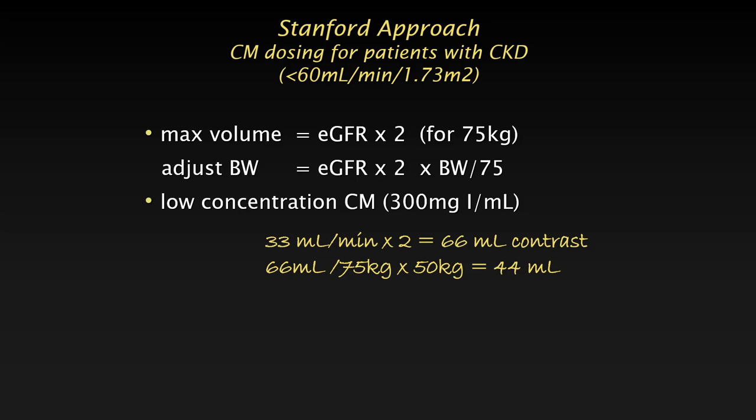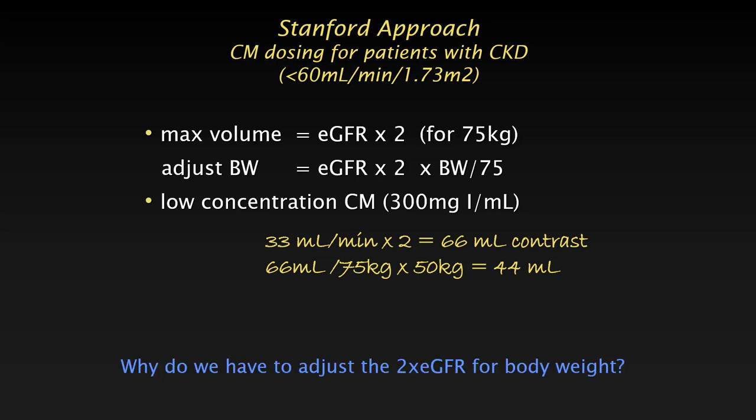And how much less is simply given by the relationship between 50 and 75 kilograms. It's very simple. If a patient would have 140 kilograms, almost about twice as much as this, then you would give twice as much. It's very straightforward. Now, the question is, why do we have to adjust the eGFR for body weight?